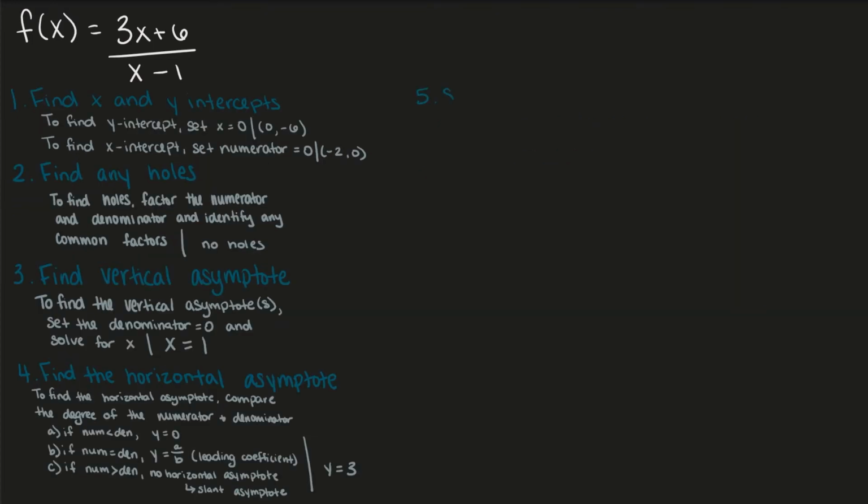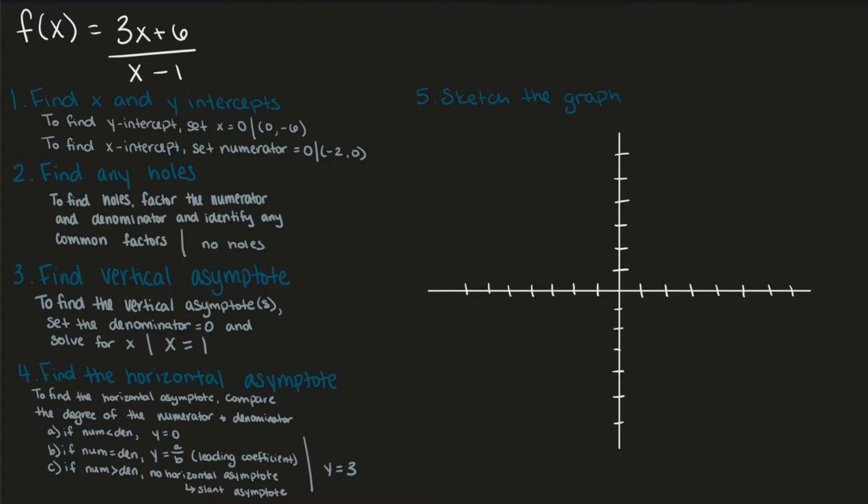And the final step is to sketch the graph. To sketch this graph, let's start with our asymptotes. We have a vertical asymptote at x equals 1 and a horizontal asymptote at y equals 3. We know that there aren't any holes, so we don't have to identify any of those holes. Let's plot our x and y intercepts. So we have a y-intercept at -6 and an x-intercept at -2.